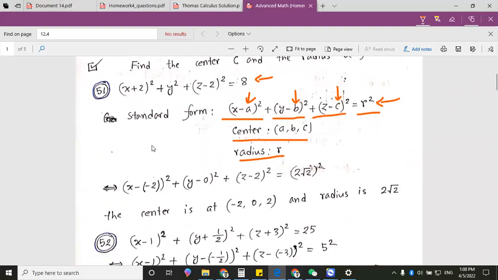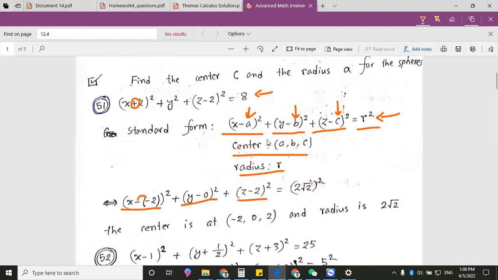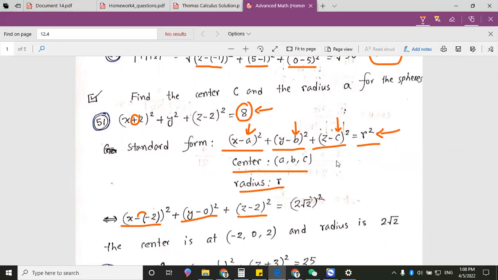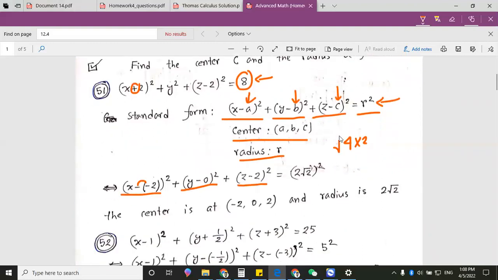So we can write it this way: x minus minus 2 whole square, because minus and minus make plus, then y minus 0 whole square plus z minus 2 whole square. And we have to convert this 8 to something squared. We know that 8 is equal to 4 multiply 2, right? Then we can add a square root and a square sign, because a square sign and root sign can cancel each other, right?